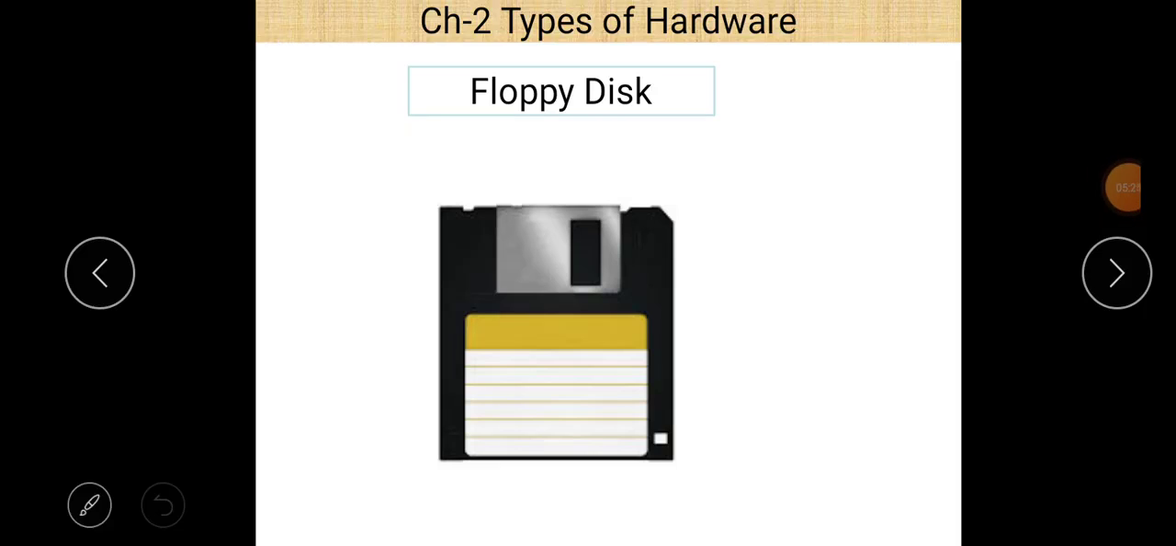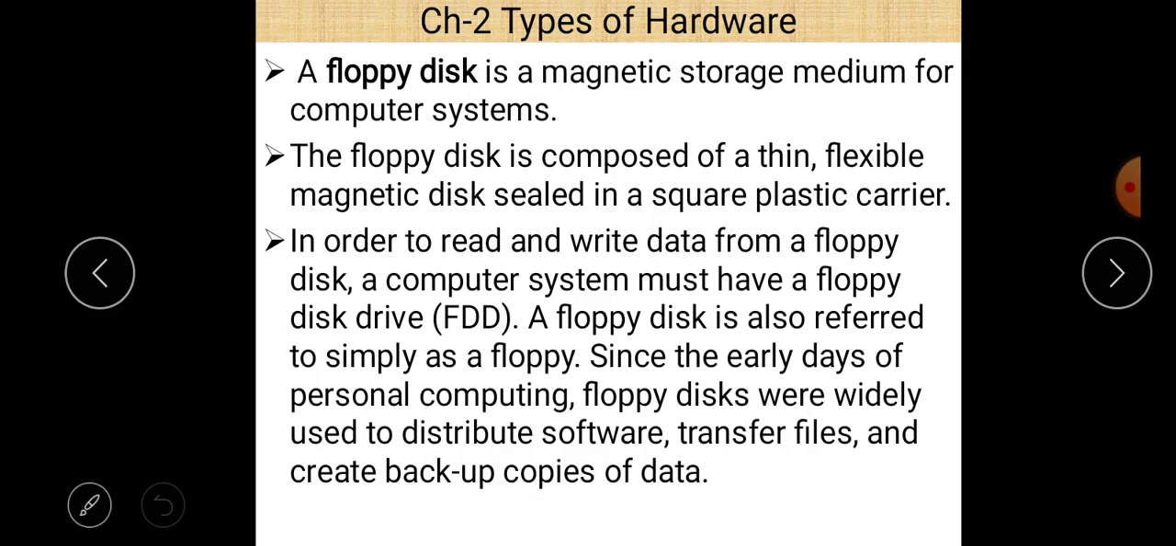Now let's talk about them one by one. First of all, the floppy disk. This is a secondary storage device, and this is the diagram of a floppy disk. Now it is outdated. Before the use of CDs and DVDs, floppy disks were the most used secondary storage device, in which data can be stored up to 1.4 MB. And it is very small. A floppy disk is a magnetic storage medium for computer systems.